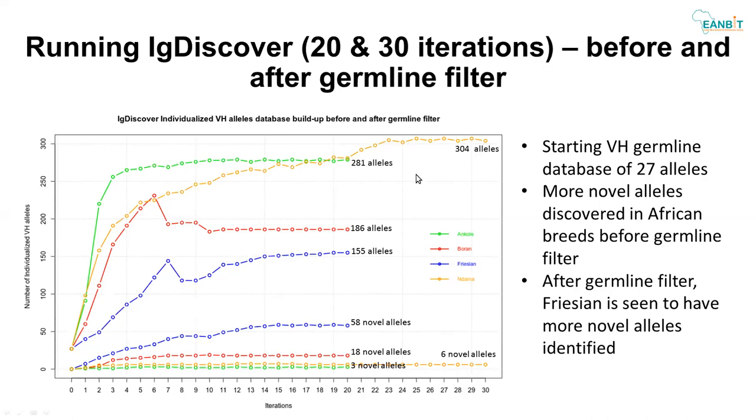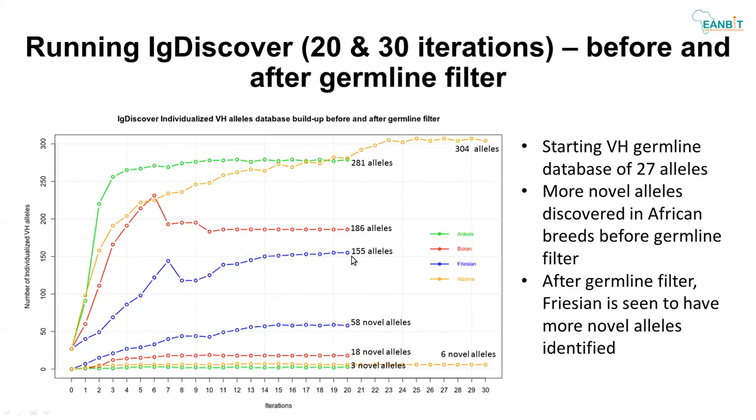The line graphs above show results before germline filtering, and below here is after germline filtering. So I'll start with before filtering. You see that the African breeds in green are Ankole, then red Boran, and Ndama, which we ran 30 iterations. They've got a high number of novel alleles.